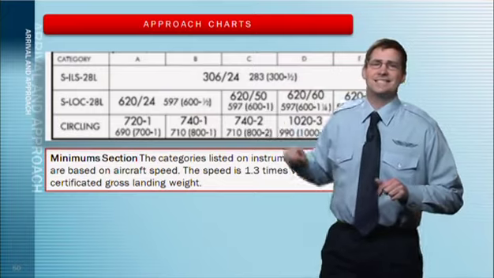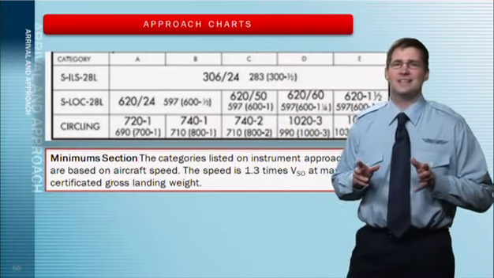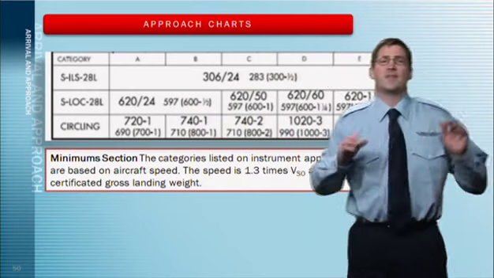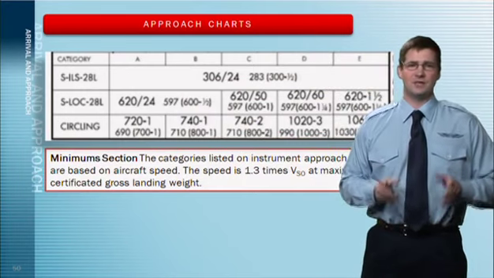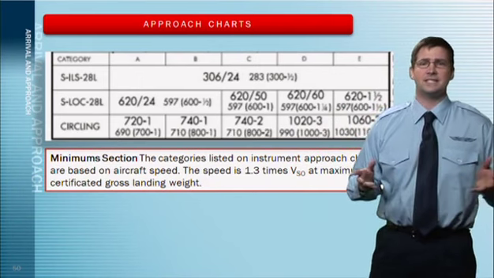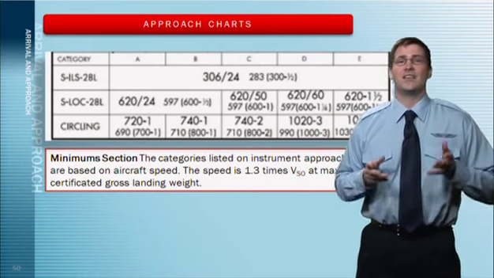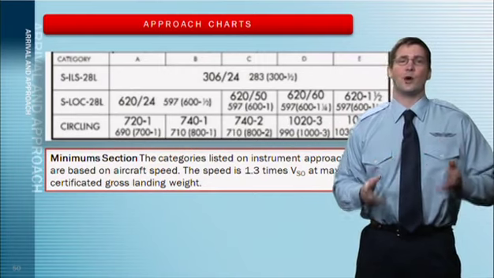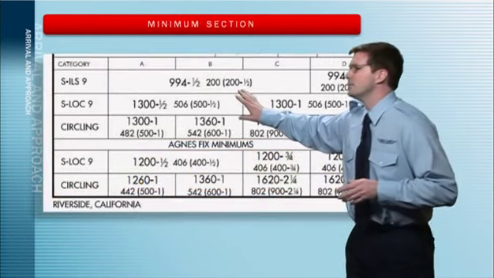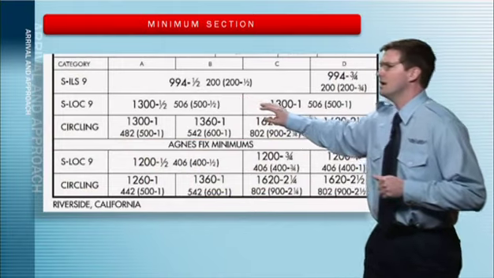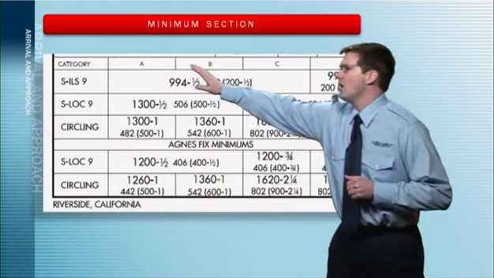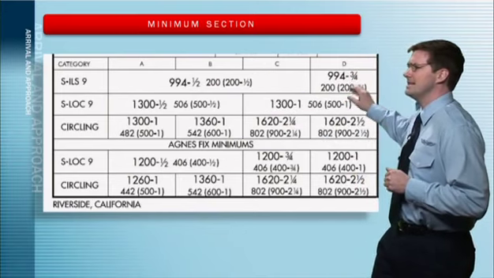The categories listed on instrument approach charts are based on aircraft speed. These are the categories that you see right across the top. Now the speed is 1.3 times VSO at maximum certificated gross landing weight. Basically, the faster you fly, the higher your ceiling requirements and the greater your visibility requirements. Here we have enlarged the minimum section for a better view right here. The straight-in ILS for runway 9R is the same across all categories of aircraft, A, B, C, and D.